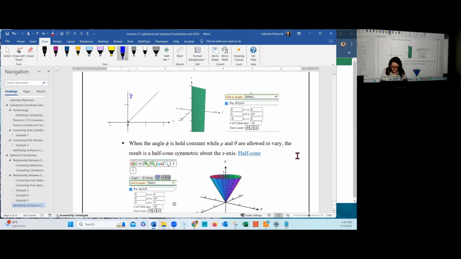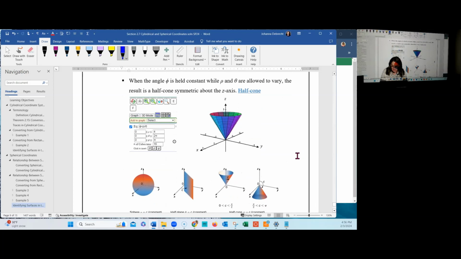What if we hold the angle phi constant and allow rho and theta to vary? Remember phi is measured from the positive z down. If I hold that constant, it traces out one nap of a double napped cone, which is what most people think of when they think of a cone. So it traces out one nap of it, and it gives you the half cone.